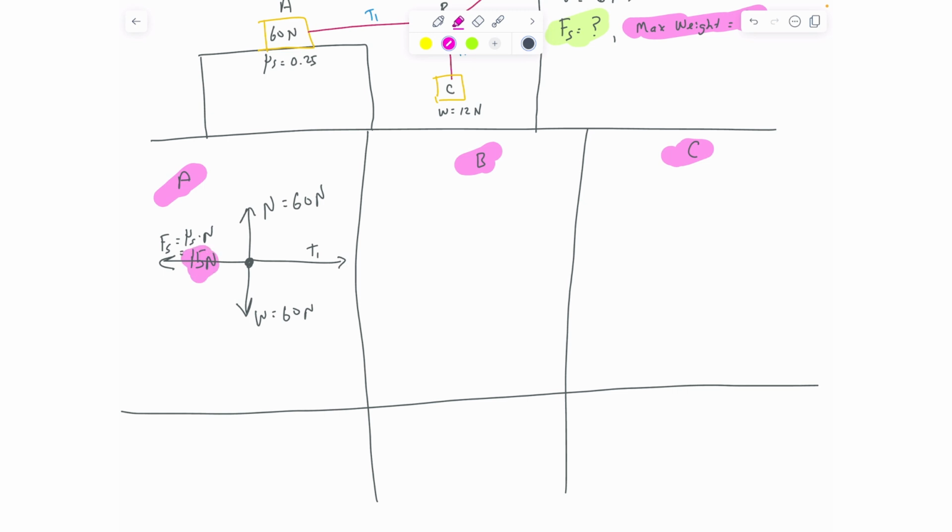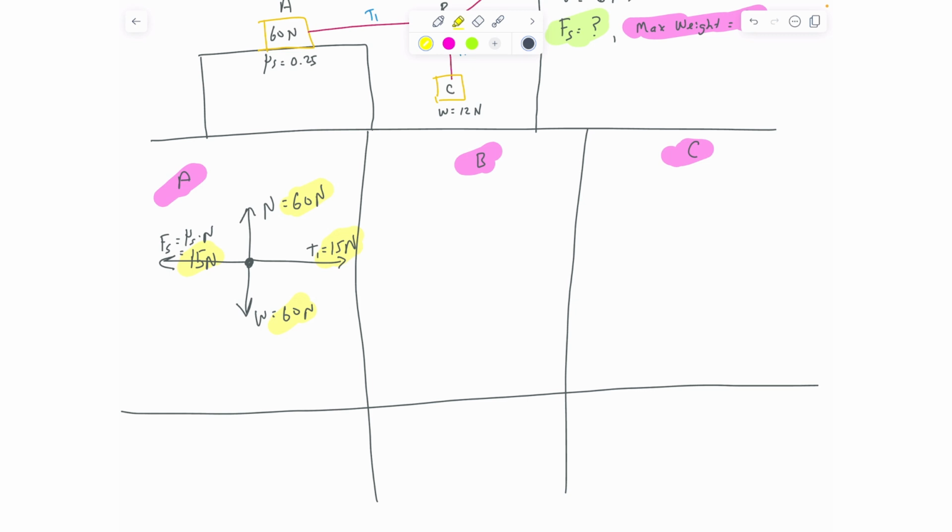Okay, let me highlight these. So there's that force, and there's that force. Now, this thing is not moving, so you could actually say T1 is 15. So this is also 15 newtons. You're like, how do you know that? Because remember, the system is in equilibrium, meaning it's not moving. So yeah, you could say that.